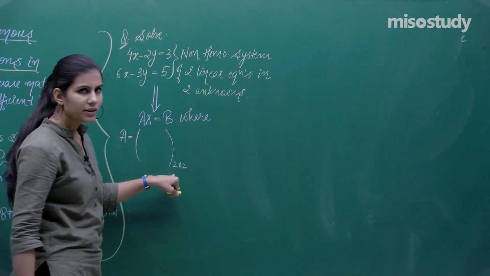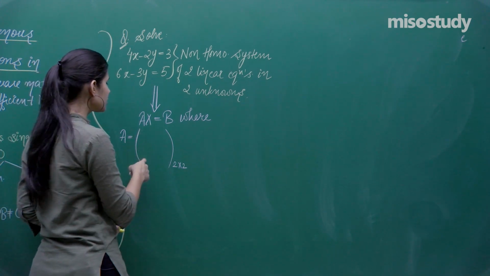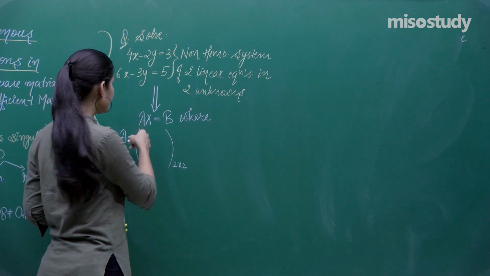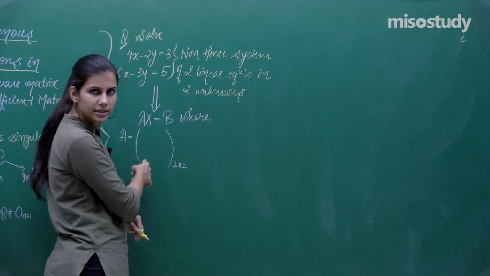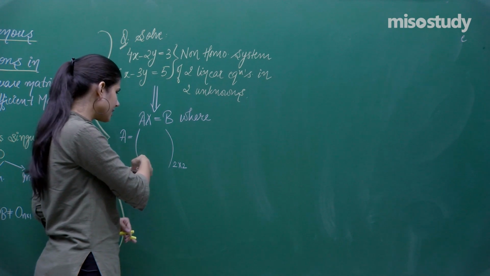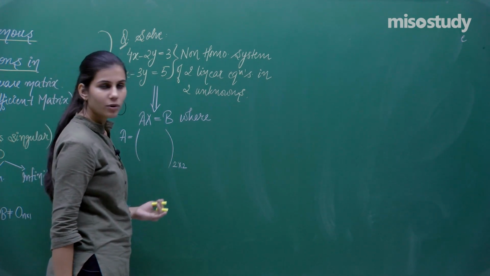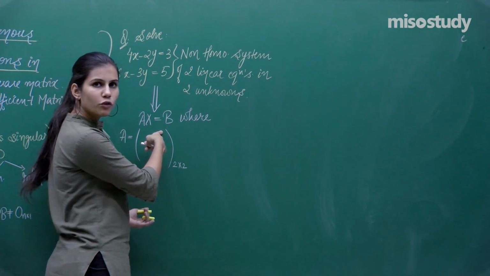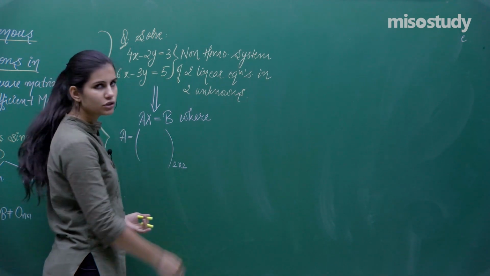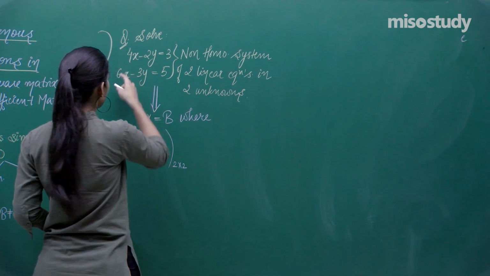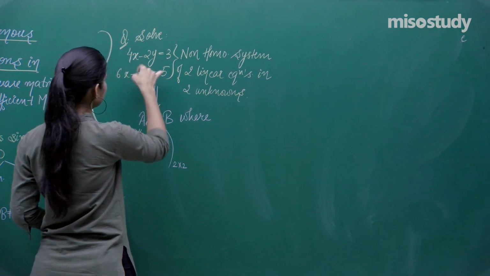The moment I know this is a matrix of order 2 cross 2, I know that in the first column will lie the coefficients of the first unknown x from the first equation and from the second equation, and in the second column will lie the coefficients of the next unknown, y, from the first and second equations. So therefore I have 4, 6, minus 2, minus 3.